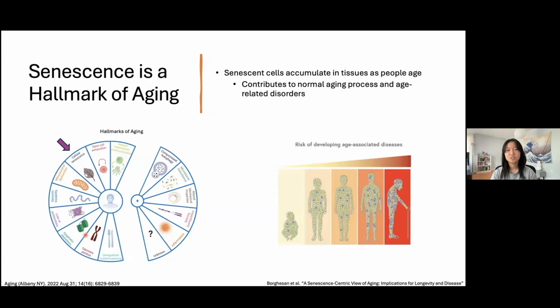So aging happens to everyone and is a process with a lot of different factors involved. There are a few key mechanisms that affect how we age, which are called the hallmarks of aging. One of these is cellular senescence. These senescent cells will accumulate in tissues as people age and will contribute to the normal aging process and age-related disorders.